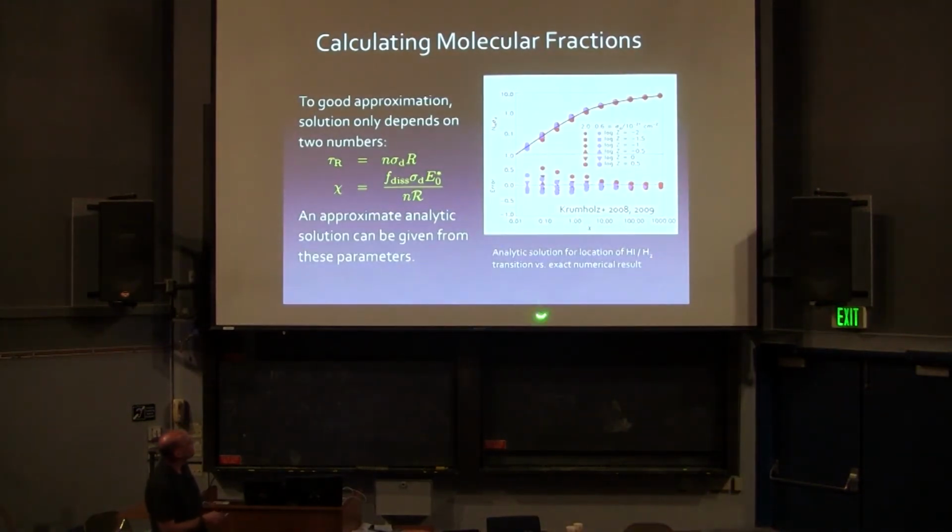The bottom line is that the answer depends on these two dimensionless numbers. One is just the dust optical depth of the cloud, that's this tau r. And the second is this dimensionless parameter describing how strong the radiation field is. It looks sort of like an ionization parameter for those who are familiar with such things. It's a photon to baryon ratio.